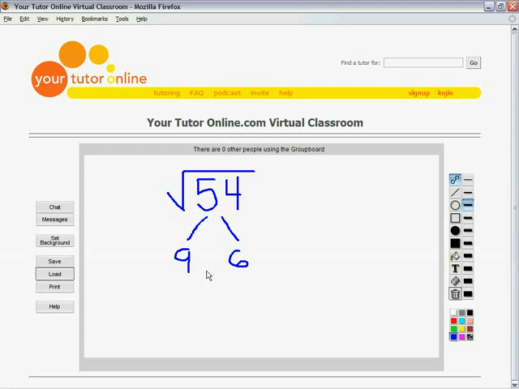We're going to repeat the process until we have nothing left except for prime numbers. 3 times 3 is equal to 9, and 3 times 2 is equal to 6. Now we're left with only prime numbers here at the bottom, 2's and 3's. Now we want to look and see which root we're dealing with. Here it's the square root, or second root, because there's no number in the symbol itself. Since it's the second root, we're looking for groups of 2 of the same numbers. Here I see 2 3's.